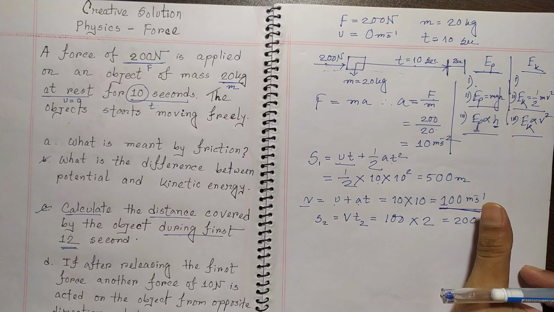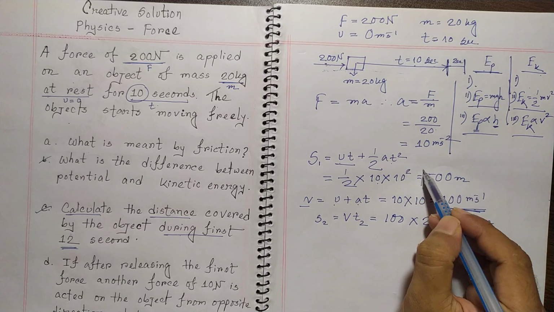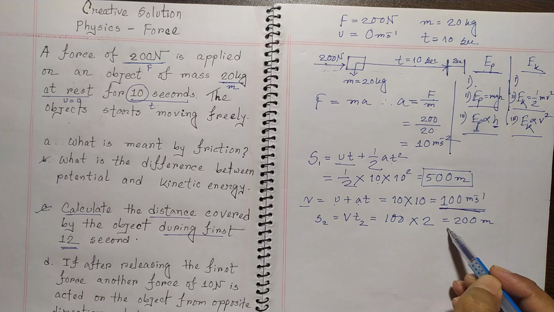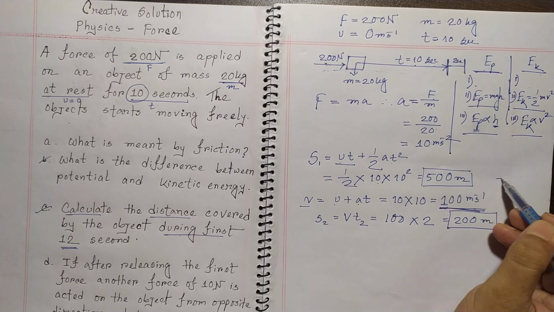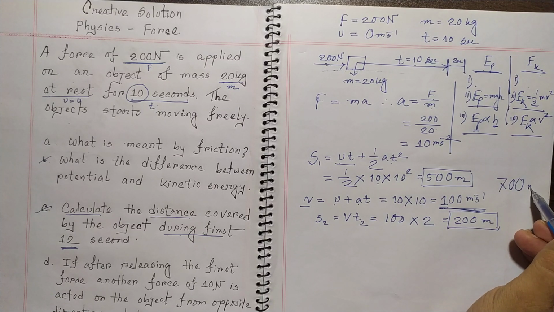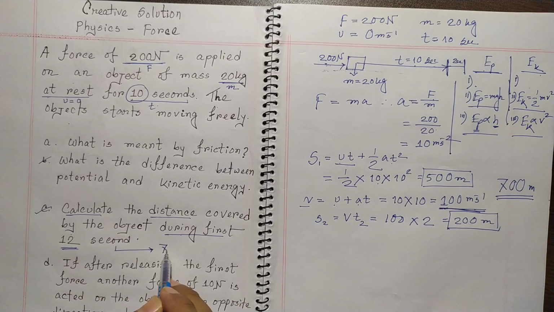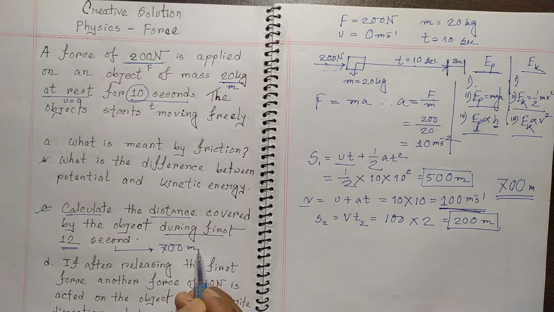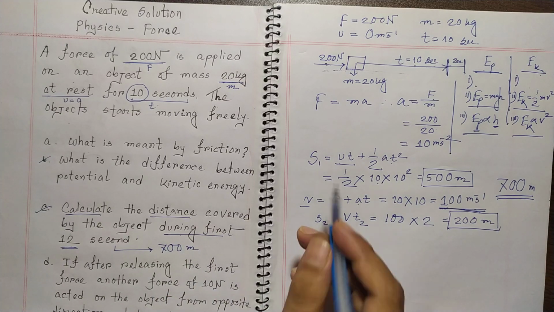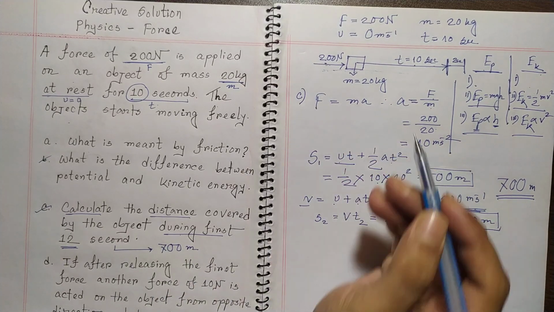So in 12 seconds it would definitely travel 500 meter plus 200 meter, which is 700 meter. This is the answer. So in 12 seconds it will traverse 700 meter. So this is answer number C.